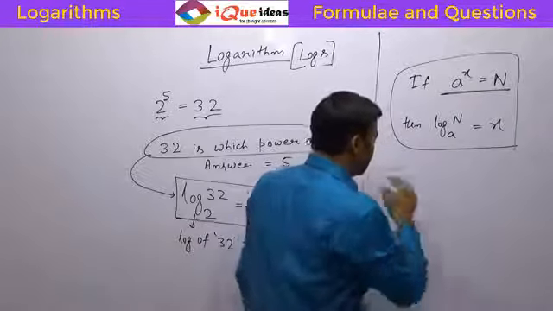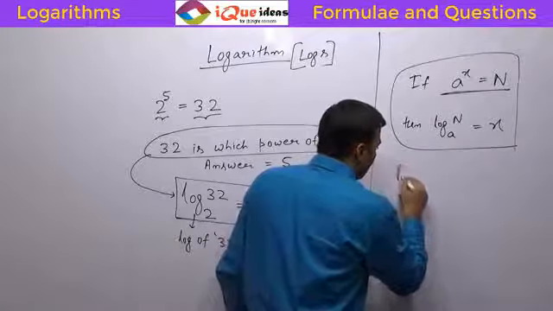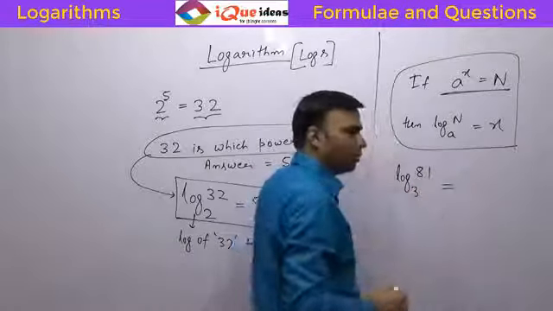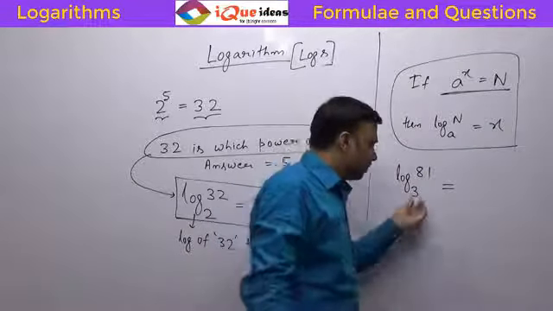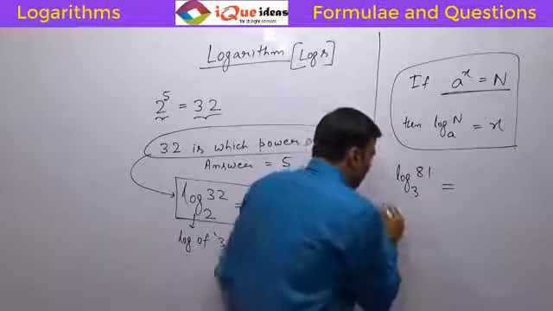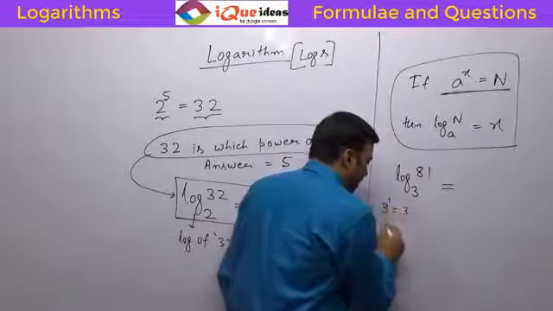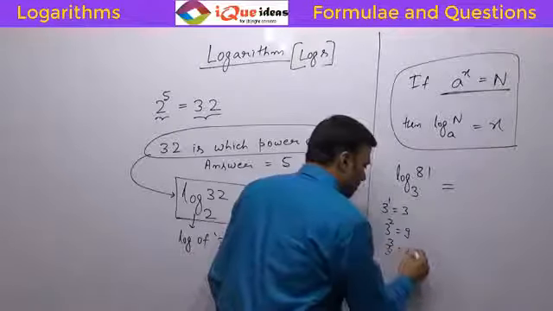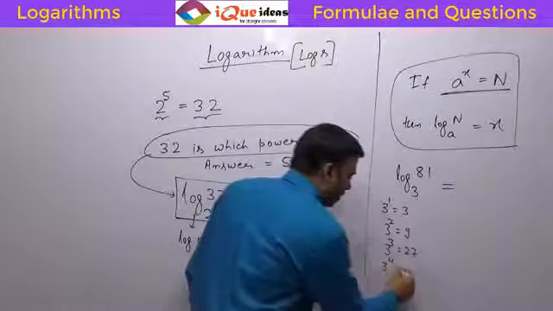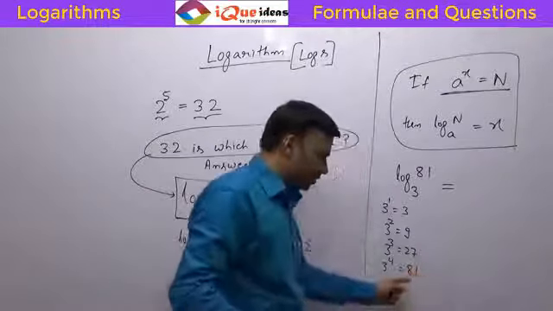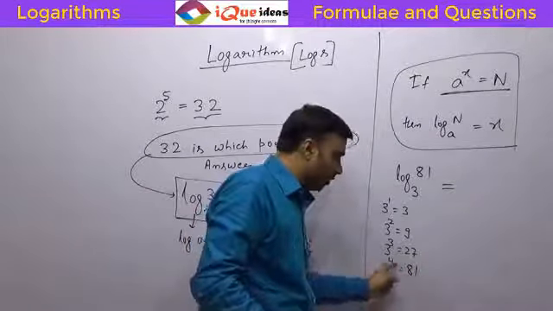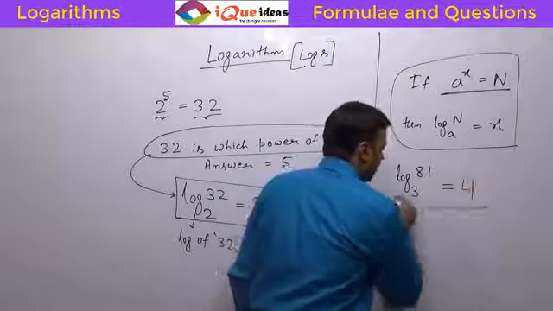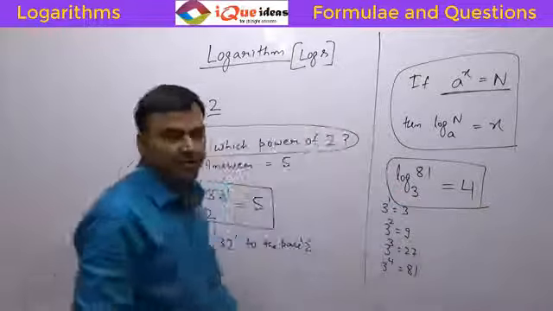Let's take some examples. If I have log of 81 to the base 3, how much is it equal to? It's a very simple thing. You think about the powers of 3. 3 raised to the power 1 is 3. 3 raised to the power 2 is 9. 3 raised to the power 3 is 27. 3 raised to the power 4 is 81. So 81 is 3 to the power 4, and we say log of 81 to the base 3 is equal to 4. This is how logs are defined.